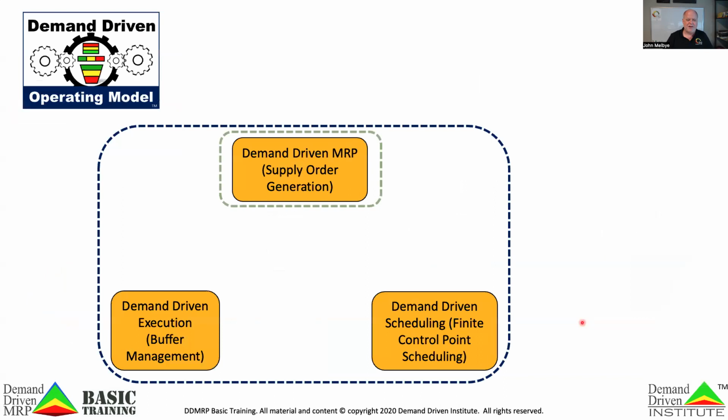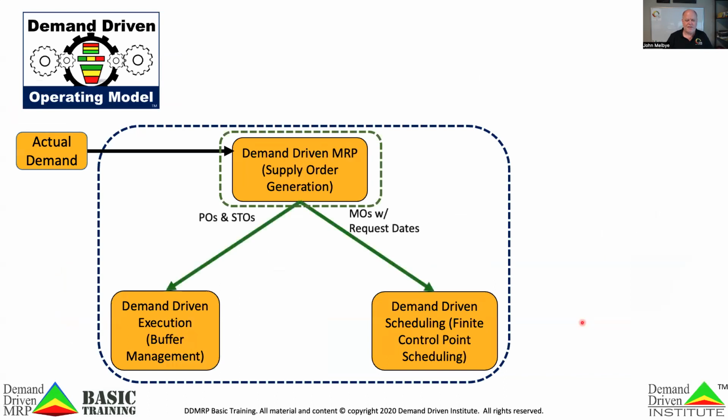The demand-driven operating model is our supply order generation piece, which we use actual demand to do. That creates our purchase orders and our stock transfer orders, as well as our manufacturing orders, and those feed down into the buffer management or the control point scheduling side.